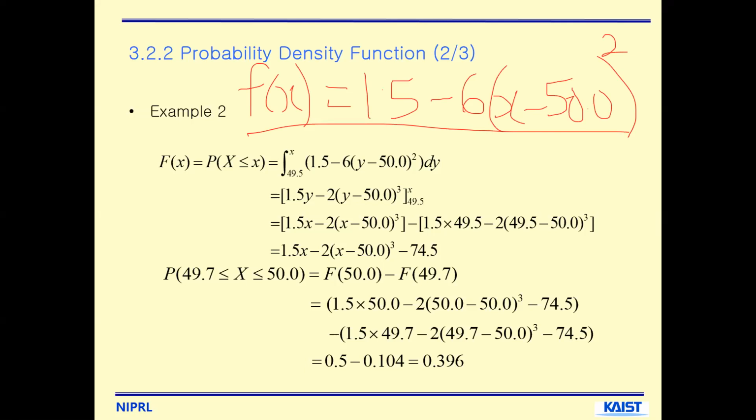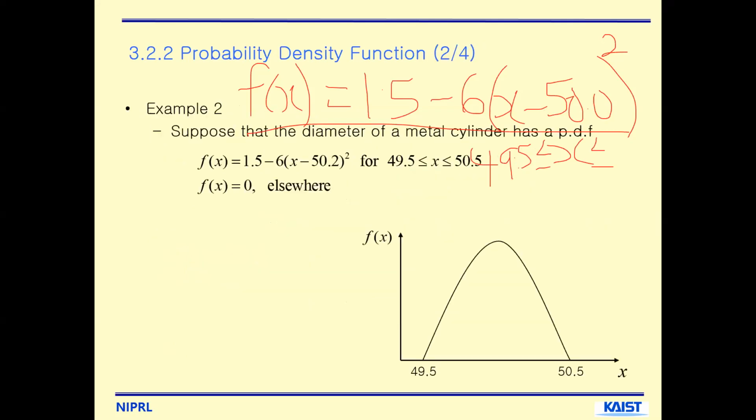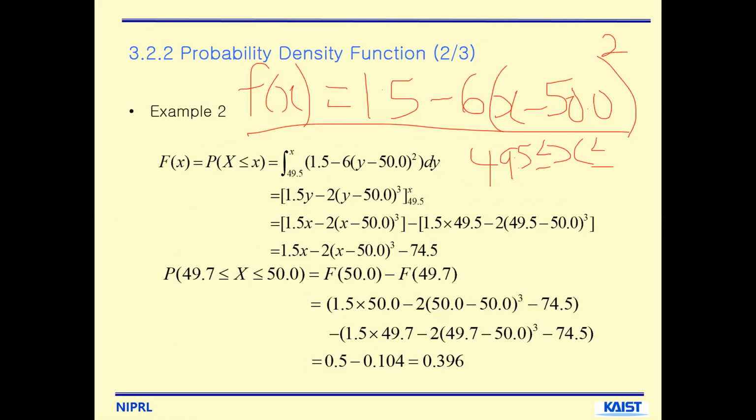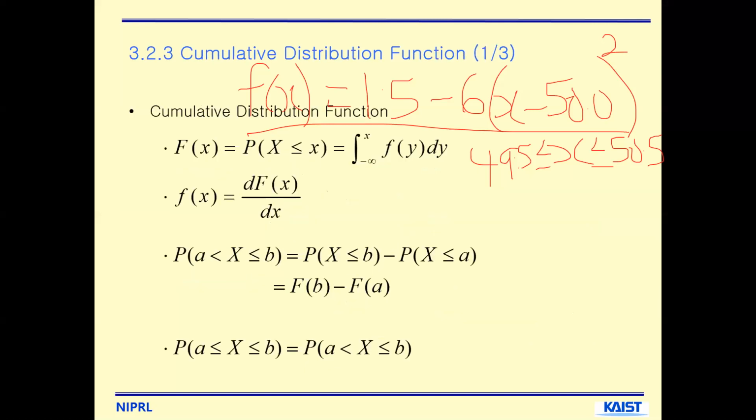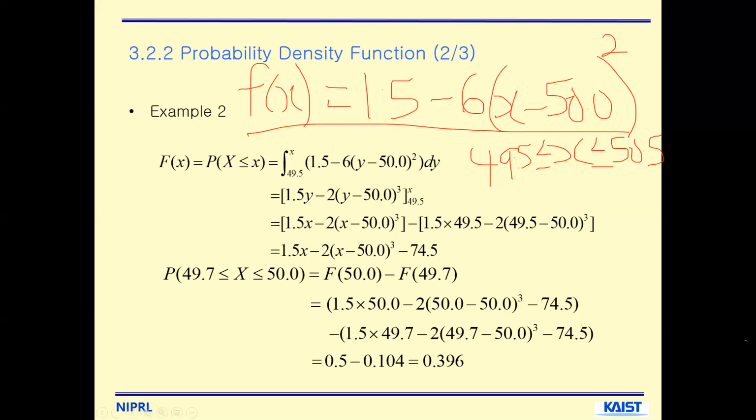And when you were given that one, don't forget the domain under which that function is defined was given as 49.5 to 50.5. Let me check the range. You can see that here, 49.5 to 50.5. So when you take a look at that, this is what we're given.